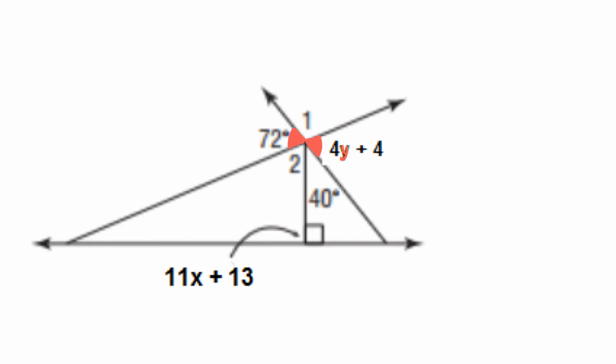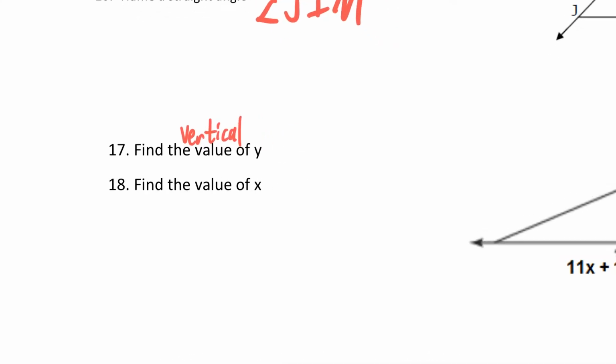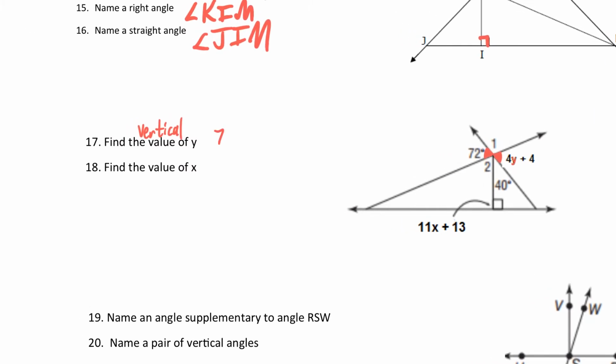Okay, and you're right, they're equal, but how do I know they're equal? What's up with those two angles right there? They're what? Okay, good. Those two angles are vertical angles, and like we've said over and over again, vertical angles are always congruent. So it's easy. You're just going to set 72 equal to 4y plus 4. All right, and then just solve from there.